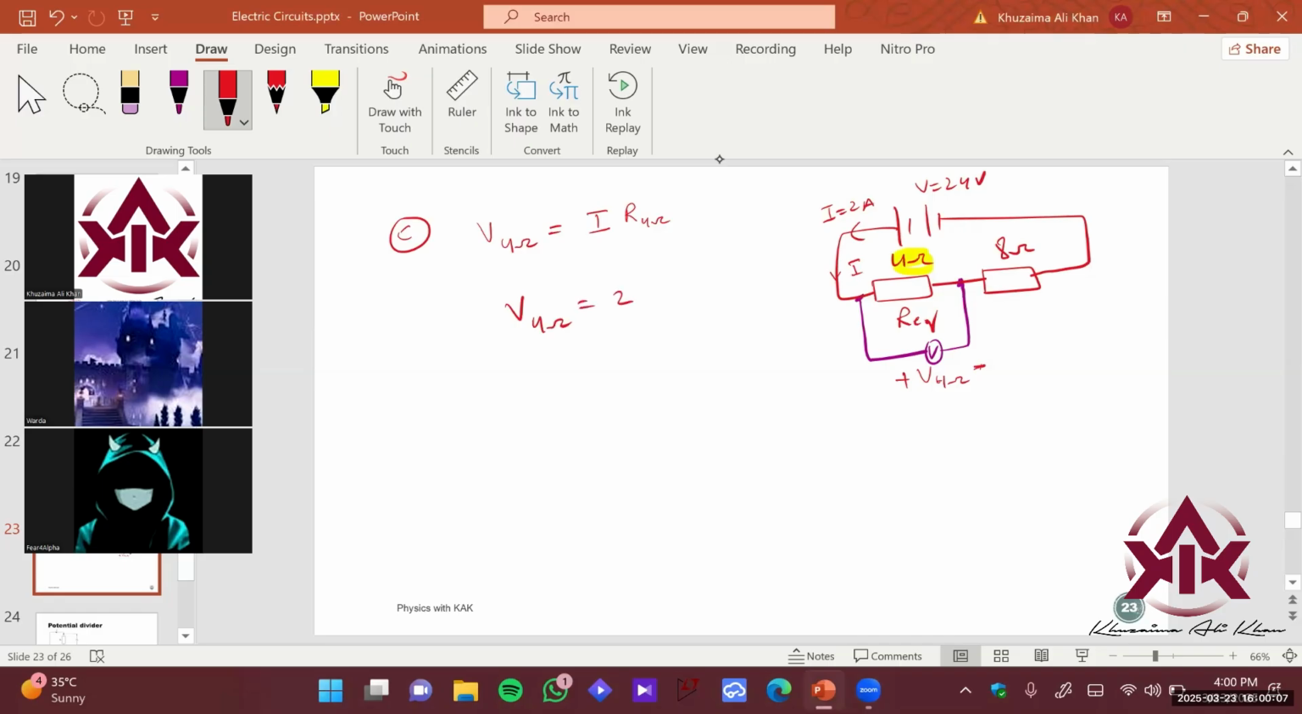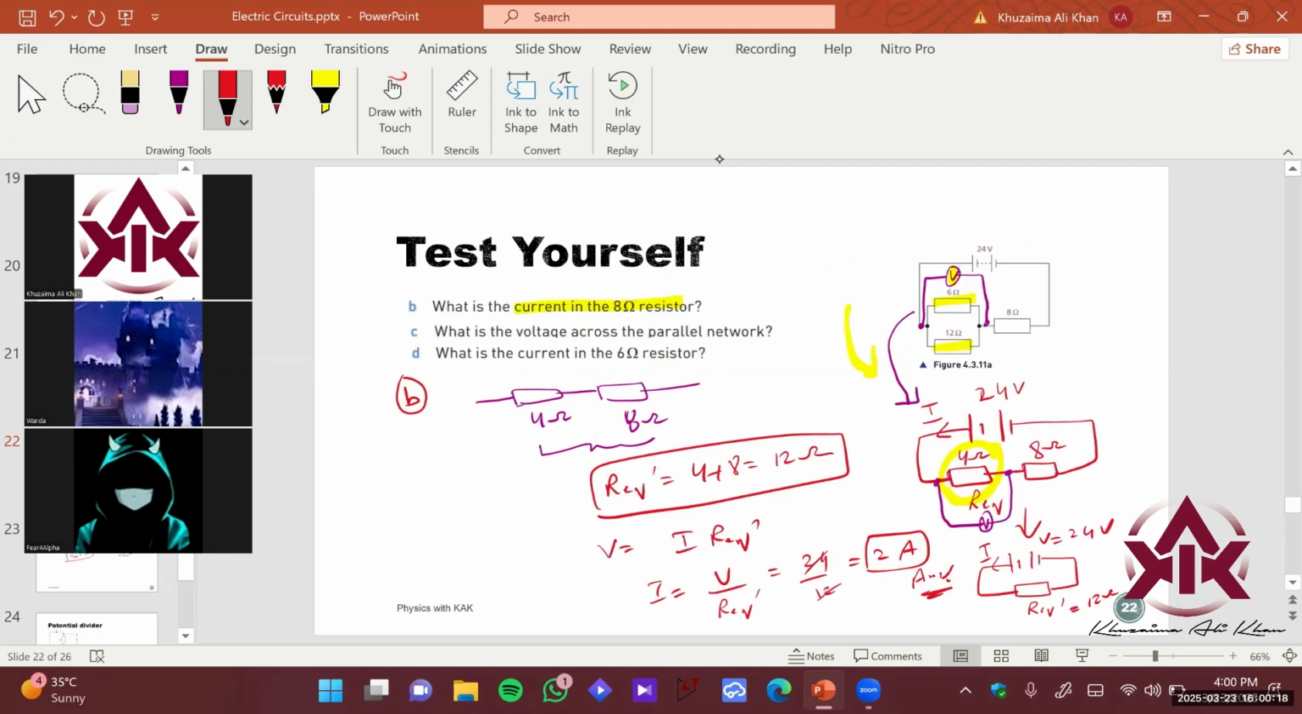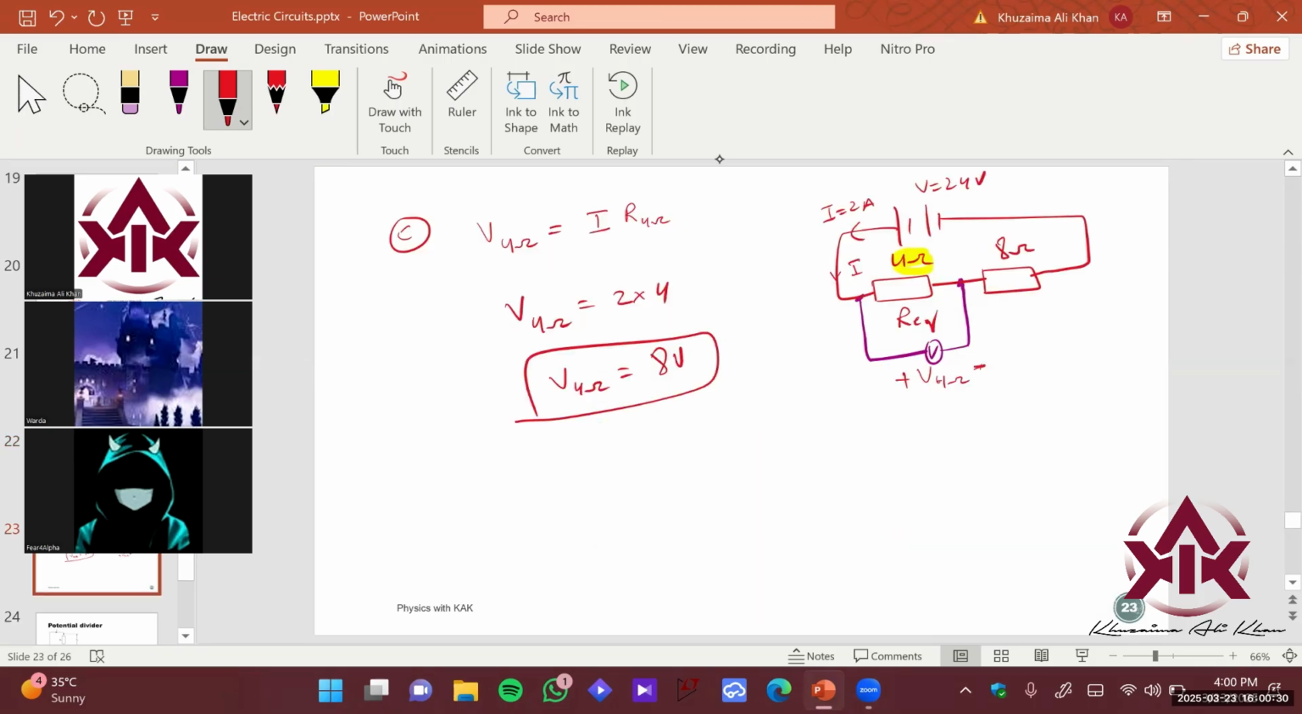So I is 2 amperes, the equivalent value of the resistor is 4 ohms. So it's 8 volts drop across this set of branches, right? So this basically has a drop of 8 volts here. And since they are in parallel, this particular branch also has an 8-volt drop. In parallel, the voltage remains the same, right? So this is your answer for part C.